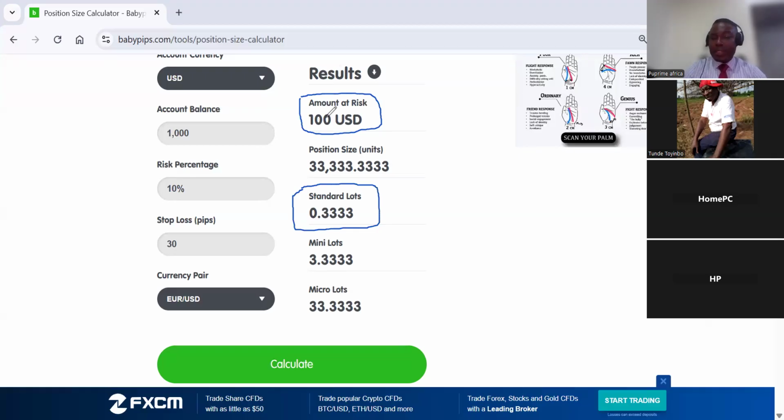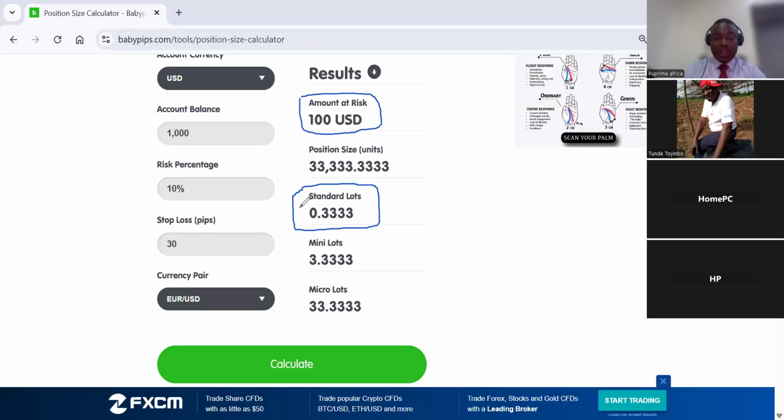So a risk of 10% is high. And the lot size I'll give you for that is 0.3 lots. So you have to be very, very careful of your lot size. Lot sizes are not meant to be used randomly. They are not meant to be used without caution. Use it with a lot of caution.